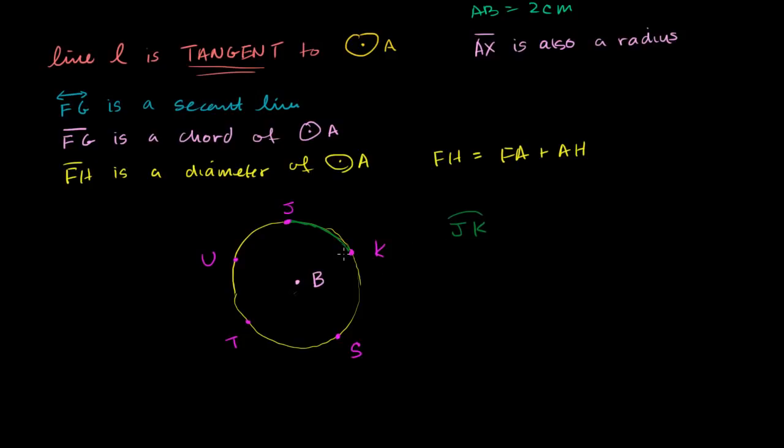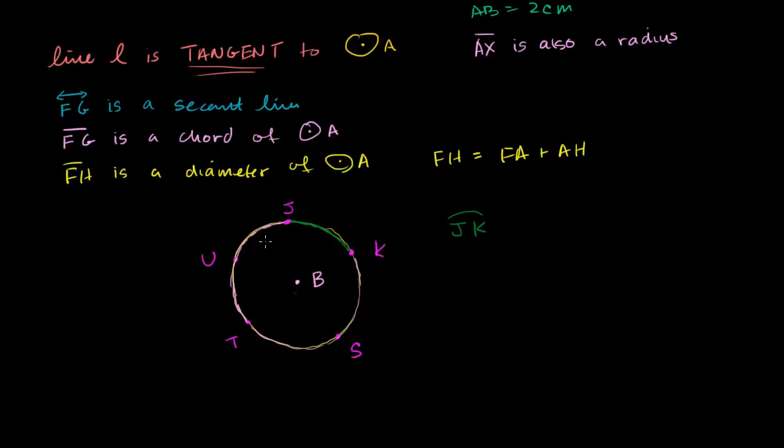Now you can also have another arc that connects J and K. This is the minor arc. It is the shortest way along the circle to connect J and K. But you could also go the other way around. You could also have this thing that goes all the way around the circle, and we would call that the major arc.